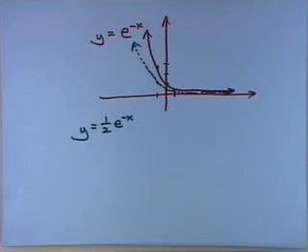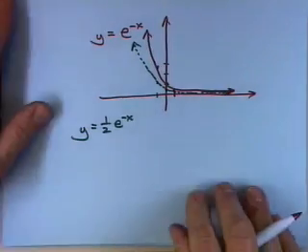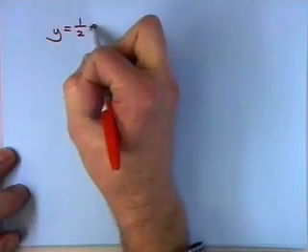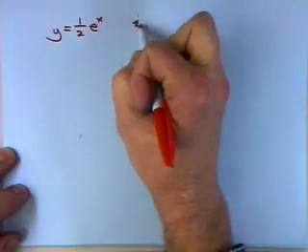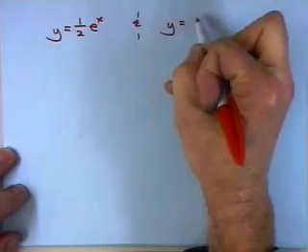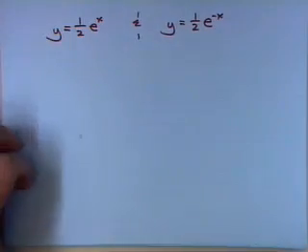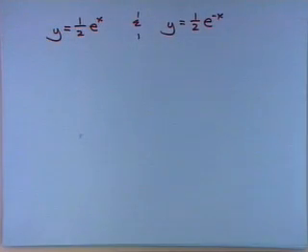So we have two functions, and I want to look at those simultaneously here. We have y equals 1/2 e to the x and y equals 1/2 e to the negative x. I'm going to sketch them again, but I'm going to sketch them on the same axis system.